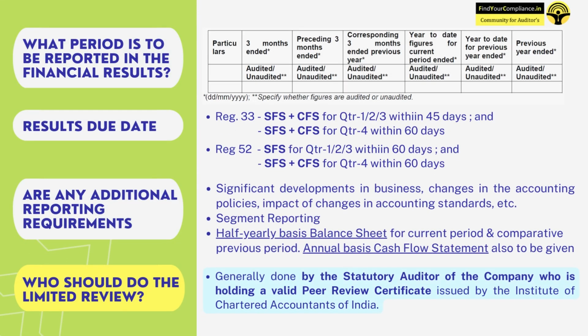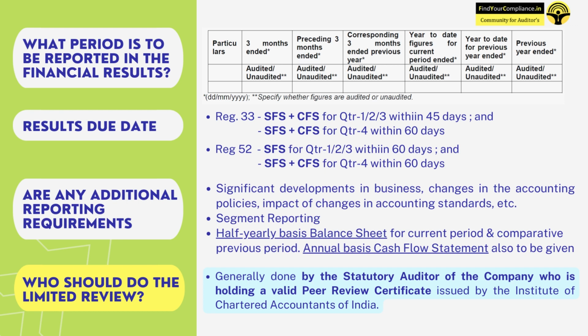What period is to be reported in the financial results? Current quarter, previous quarter, comparative quarter of previous year, year-to-date for current period, year-to-date of previous year, and the previous full financial year. Are there any additional reporting requirements? The notes to interim financial results should also report significant developments in business, changes in the accounting policies, impact of changes in accounting standards, etc. Also segment reporting and, on a half-yearly basis, the balance sheet for current period and comparative previous period.